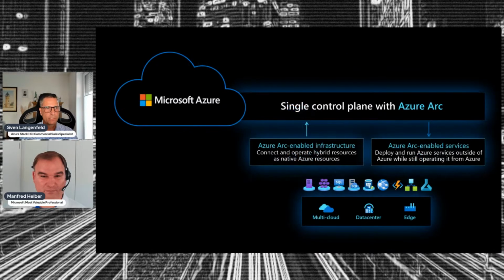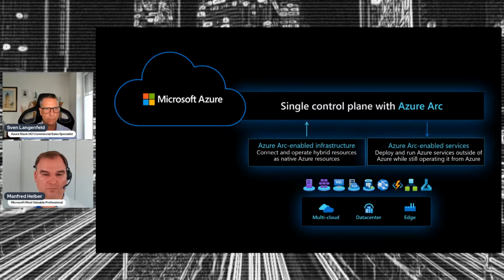Yeah, talking about the services. So Azure Arc, for example, is a very important technology Microsoft is offering customers to connect their non-Azure infrastructure with the Azure portal. With Azure Arc, you have two options to use. One is the Azure Arc enabled infrastructure, which brings your own data center, your edge environment or your multi-cloud to the Azure portal. And with the Azure Arc enabled services, you can bring Azure services to your non-Azure infrastructure.